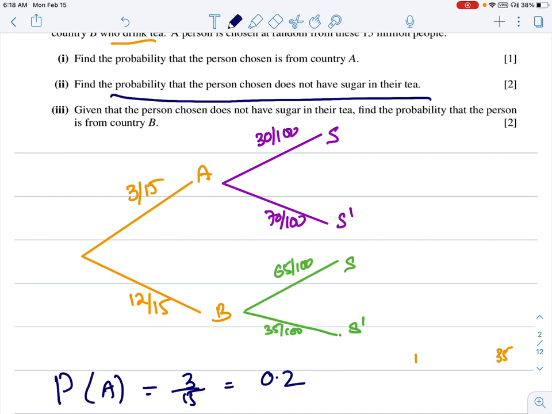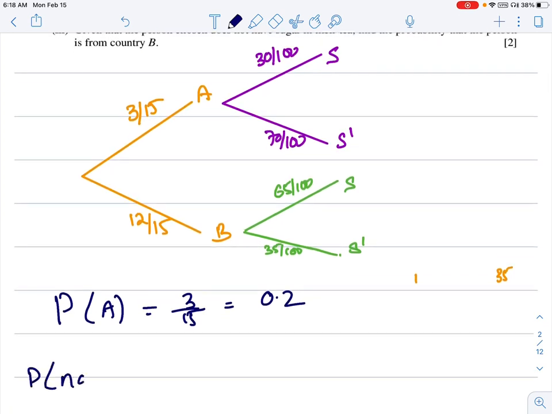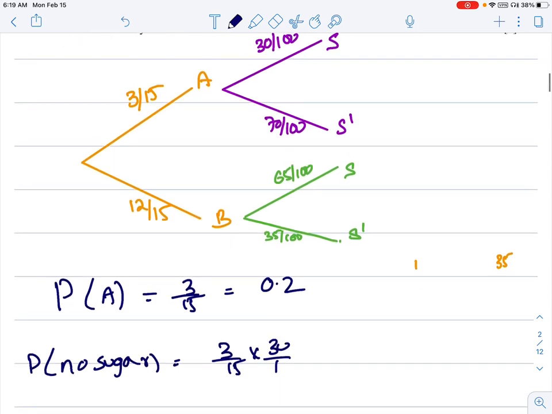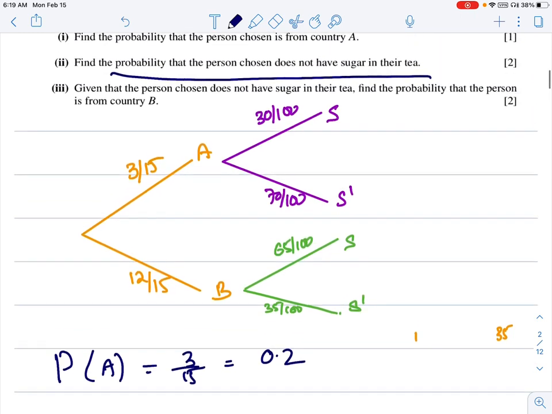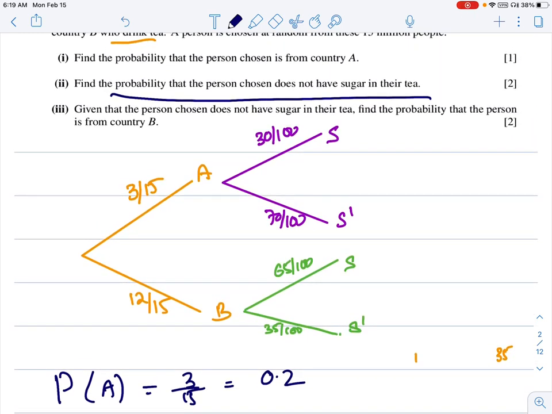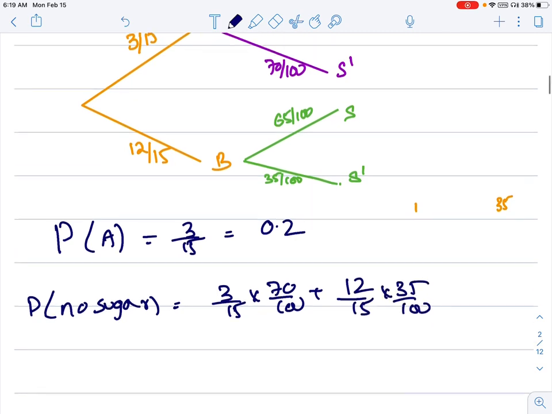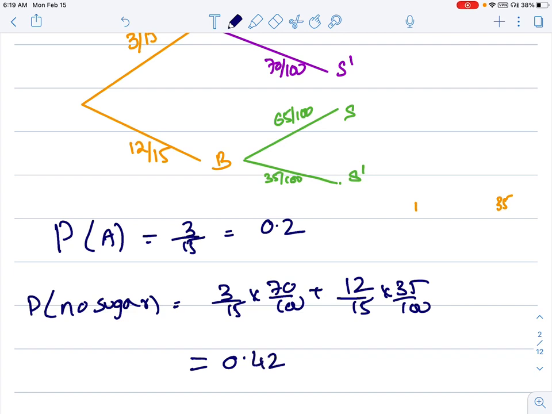Find the probability that he does not have sugar in tea. No sugar will be 3 upon 15 times 70 upon 100 plus 12 upon 15 times 35 upon 100. It is: does not have sugar in tea. So this gives me the answer 0.42.